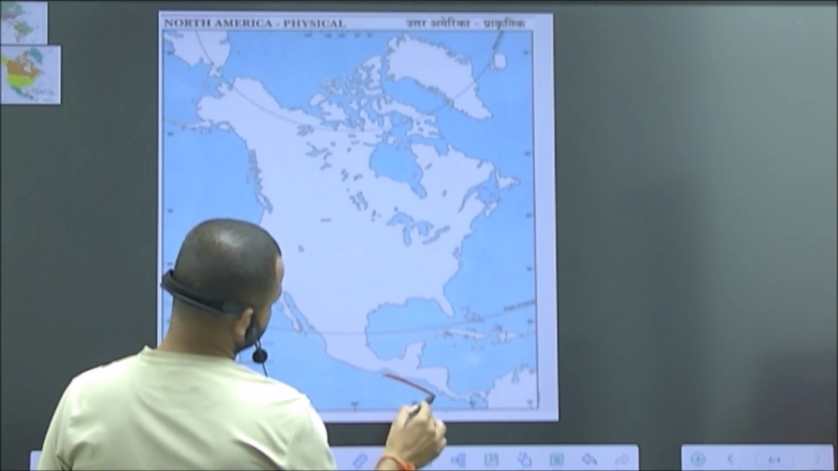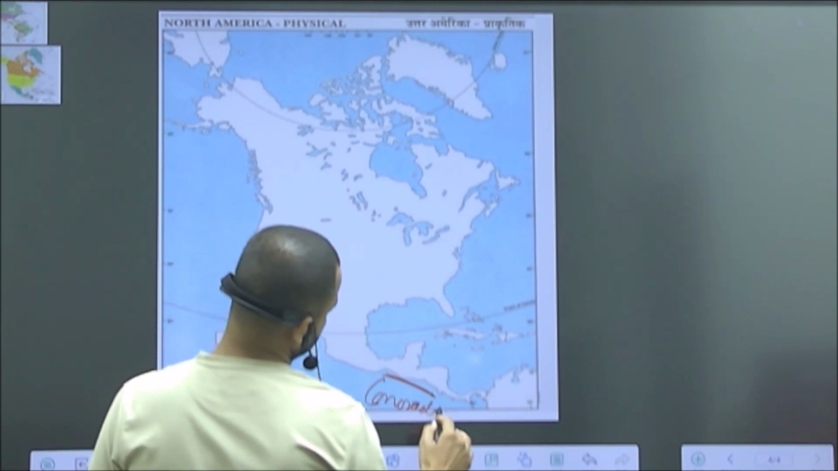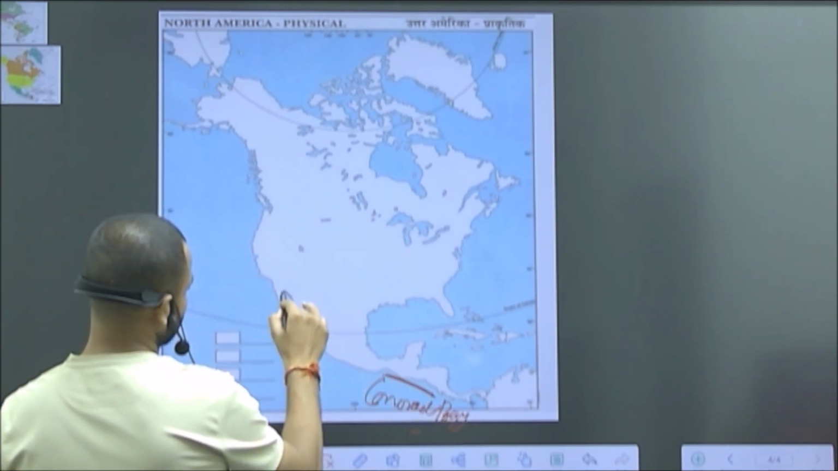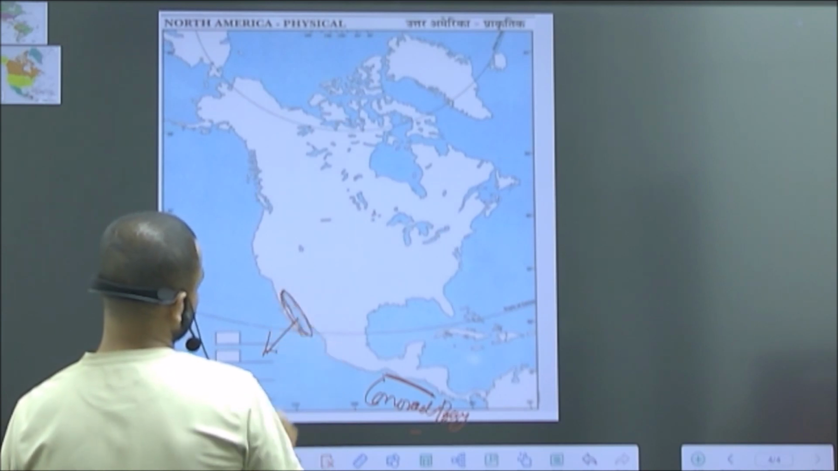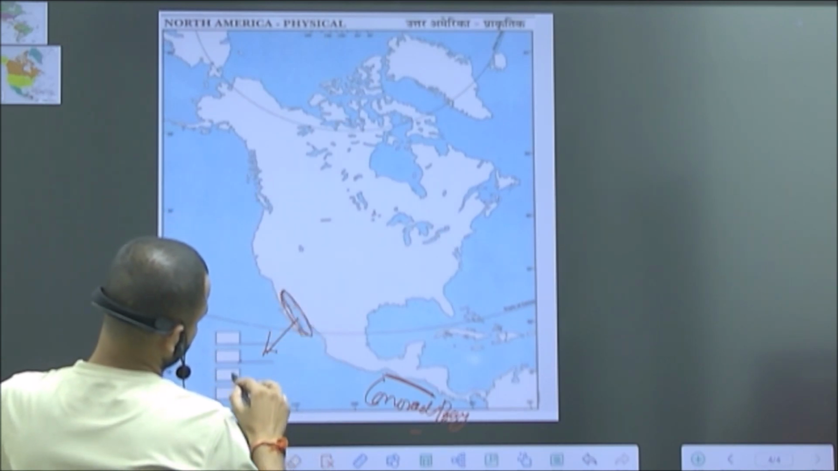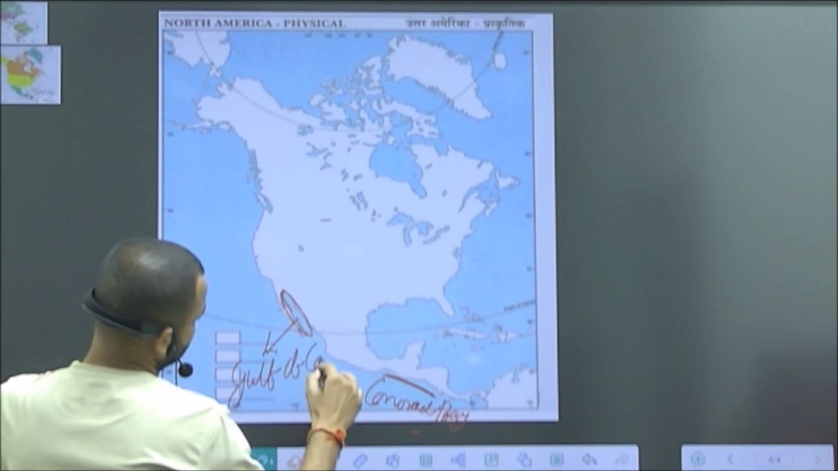This water surface is called Colorado Bay. This is known as Mexican Bay. Sorry, this is known as Gulf of California.